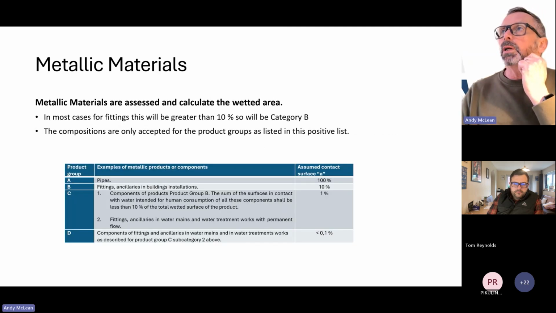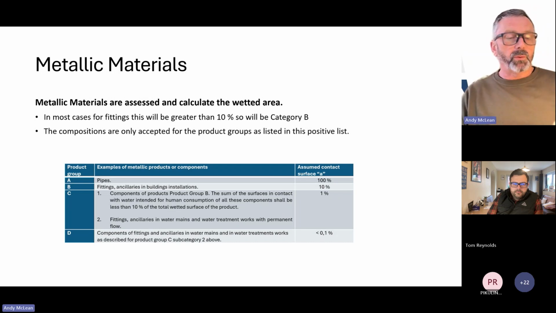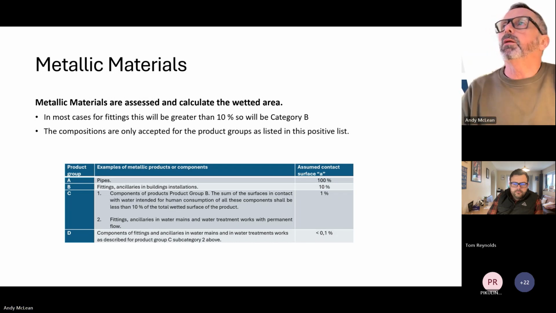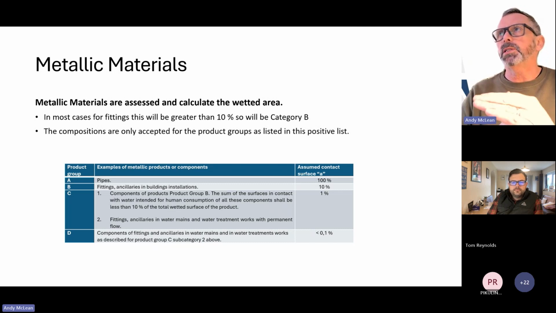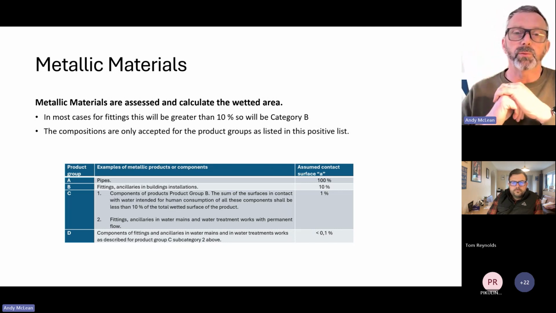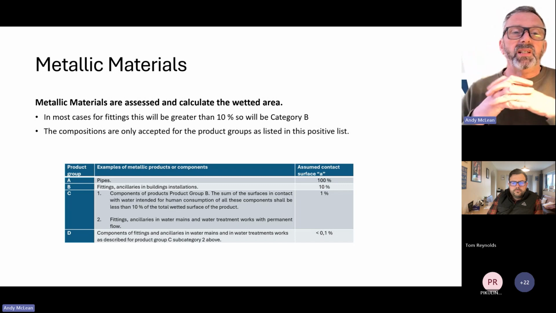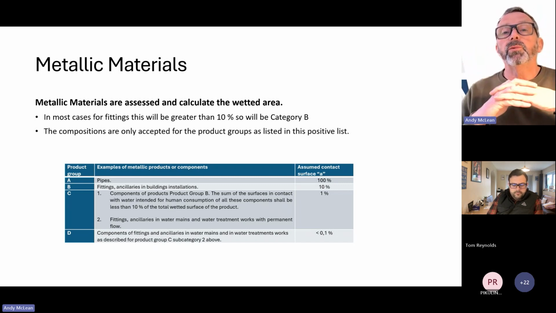So let's get into some mechanics of the actual test in itself and what's going to be required. So metallic materials, I'll cover essentially the metallic materials, and then also the other three types of materials come under a slightly different system. So there are two parts to this, the metallic and the other materials, if you want to call it that. So in most cases for us, the start of the process is to calculate the wetted area.